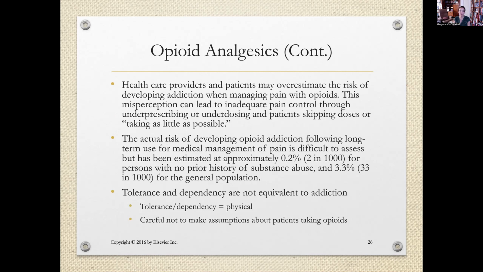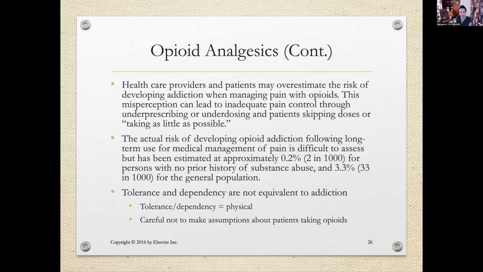Healthcare providers and patients may overestimate the risk of developing addiction when managing pain with opioids. This misperception can lead to inadequate pain control through underprescribing or underdosing, and patients skipping doses or taking as little as possible. So again, we're probably undertreating our patients rather than overtreating. When I say we, I mean us as a nation, not physical therapists and PTAs, because again, we do not have any say in this necessarily, except for to monitor our patients and let the physician know what's happening and educate our patient to maybe follow up with the physician as well if we're concerned about something like this.